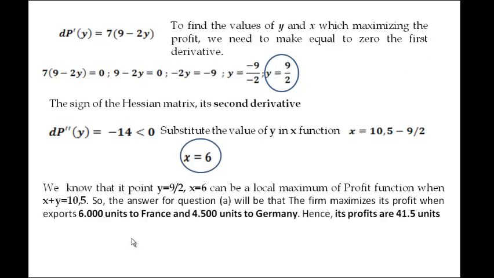And we know that the point y equal to 9 divided by 2 and x equal to 6 is a local maximum of the profit function when x plus y equals 10.5. So the answer for question A is that the firm maximizes its profits when it exports 6,000 units to France and 4,500 units to Germany. Hence, its profits are equal to 41.5 units.